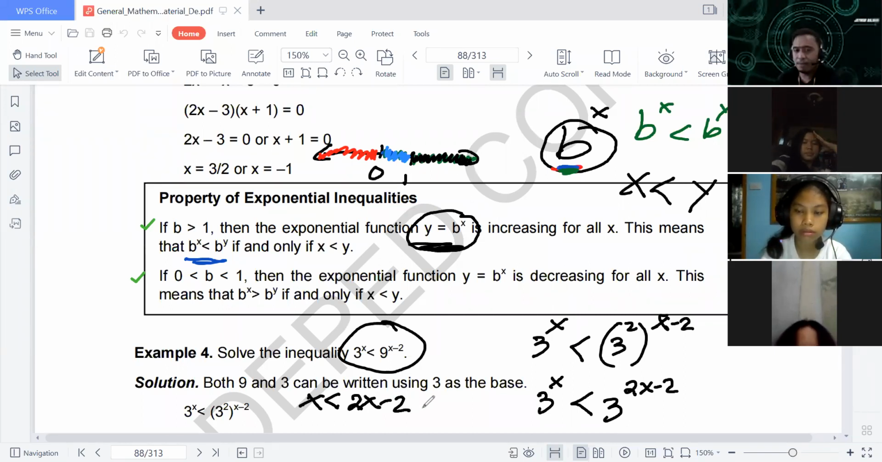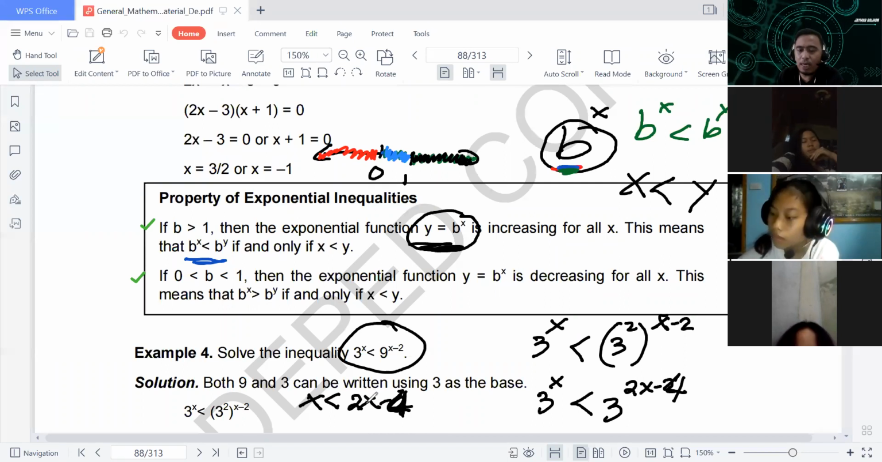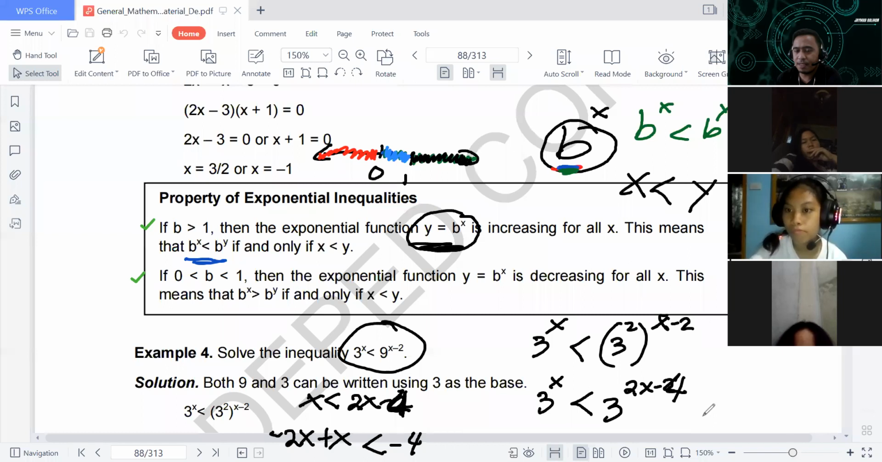Negative 4, right? It was not distributed. Negative 4, right? Then after that, you may transfer it to the other side. So it will be now negative 2x plus x less than negative 4, right? After that, this one can be written as negative x less than negative 4, right? And you want only x, so you can divide both sides by negative 1.